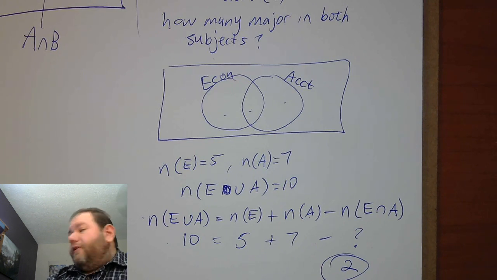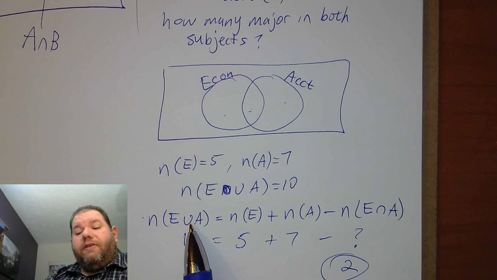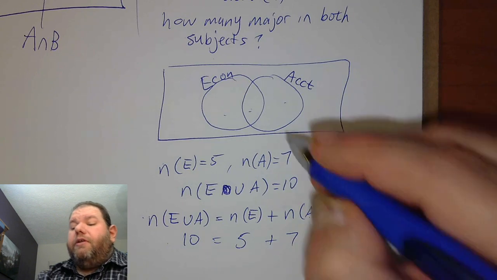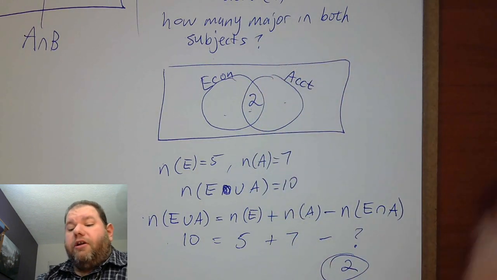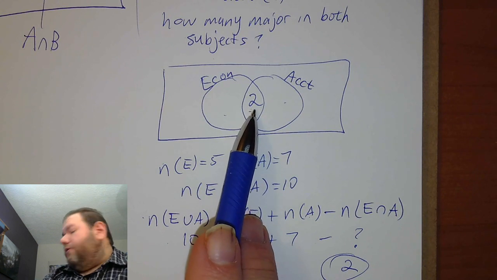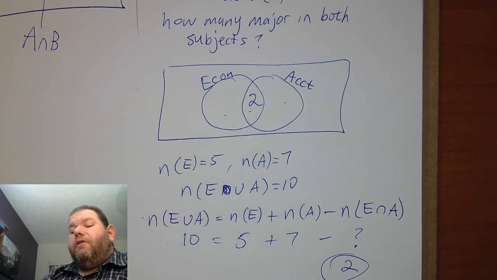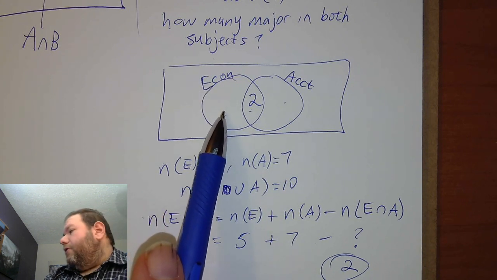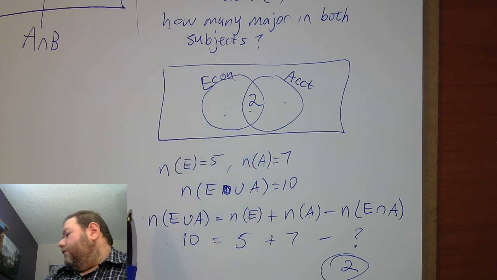And that's one of the things that is important to make sure we have straight in our minds before we move forward: recognizing this symbol means this, and this symbol means that. So yes, there's 2 of these students majoring in both economics and accounting. If we fill in the Venn diagram, we now have 2 people in the center where it overlaps. How many are on the economics side of the diagram?